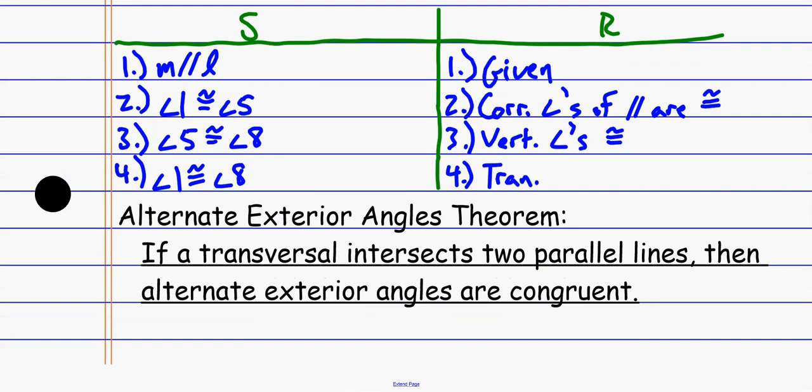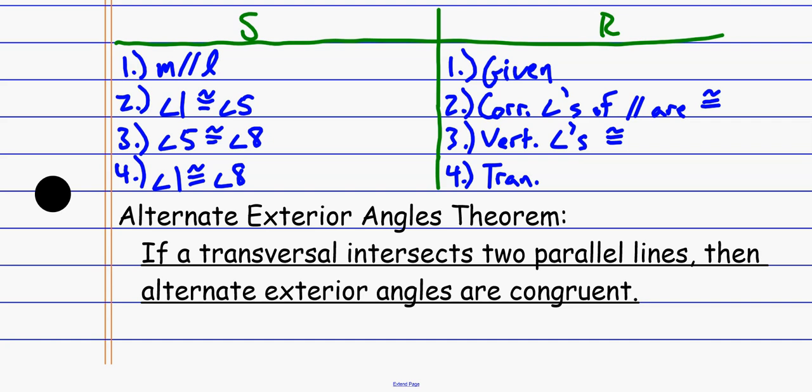But once again, only if I have parallel lines. If a transversal intersects two parallel lines, alternate exterior angles are congruent. If I don't have parallel lines, all bets are off here. We don't know anything about the angles, okay? We only know the special names. Okay, when they're not parallel, we can still call them corresponding.